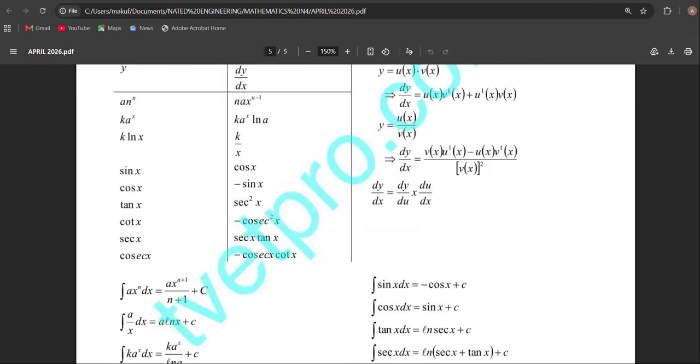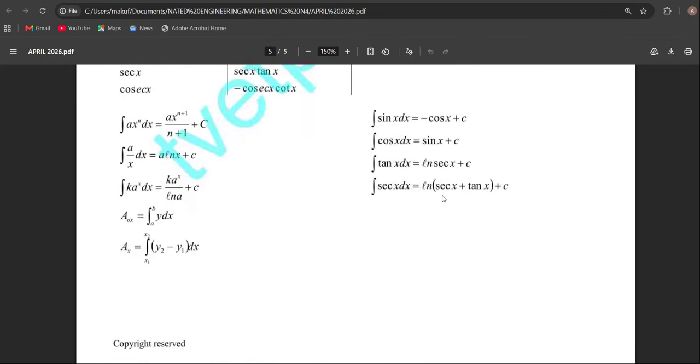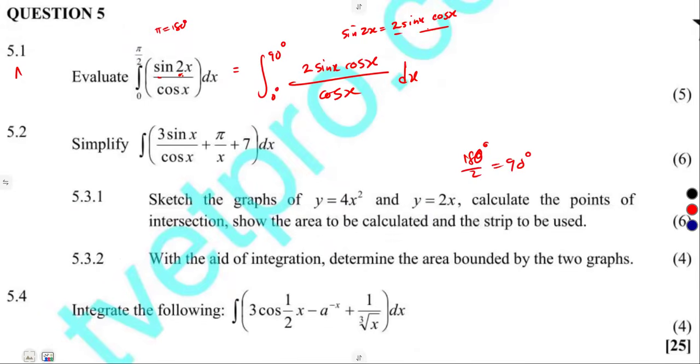Do we have our double angle here? Oh, we are not given it. It's just this part of our compound and our Pythagorean identities. So unfortunately, you are not given it. You're supposed to know that and work from what you understand.